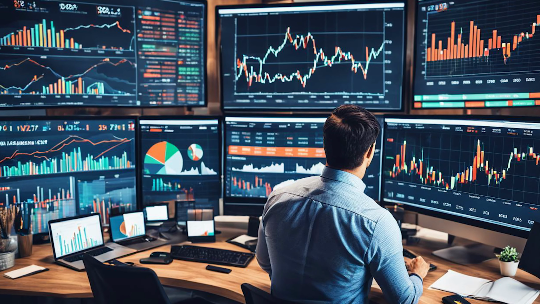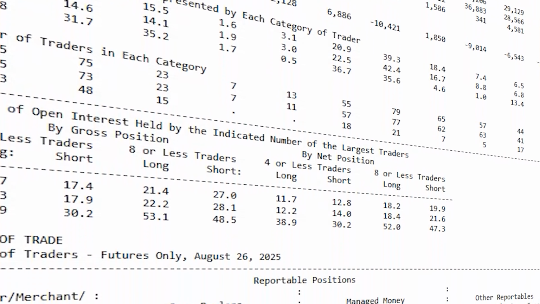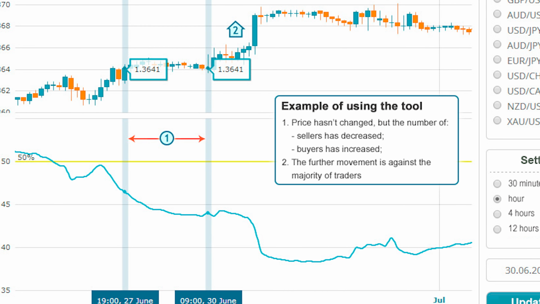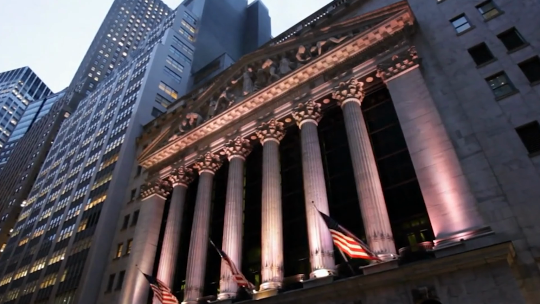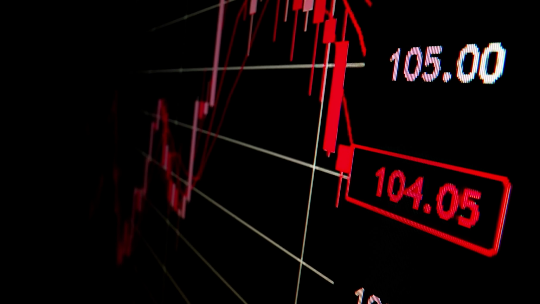Sentiment analysis tries to measure the mood of the market. Are most traders long or short right now? Are retail traders piling into one side of the market? Is everyone euphoric after a positive CPI release or fearful before a Fed meeting? Some sentiment traders use tools like the Commitment of Traders report or retail position ratios from brokers. Others just look at how fast price is moving and ask, is this real conviction or is this a herd stampede? Sentiment isn't always logical, but it's often useful.